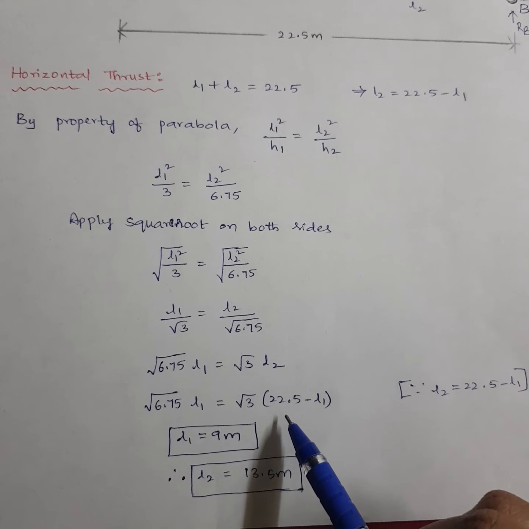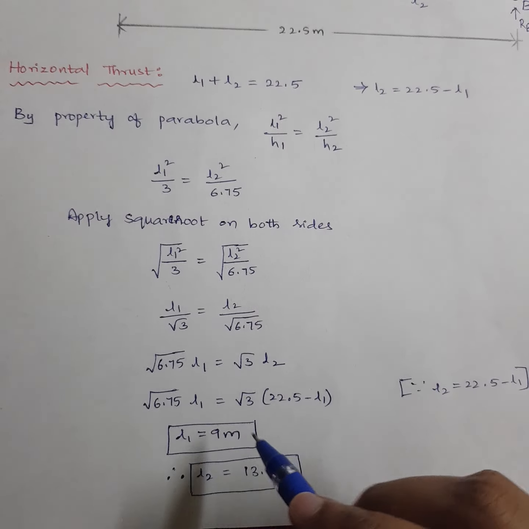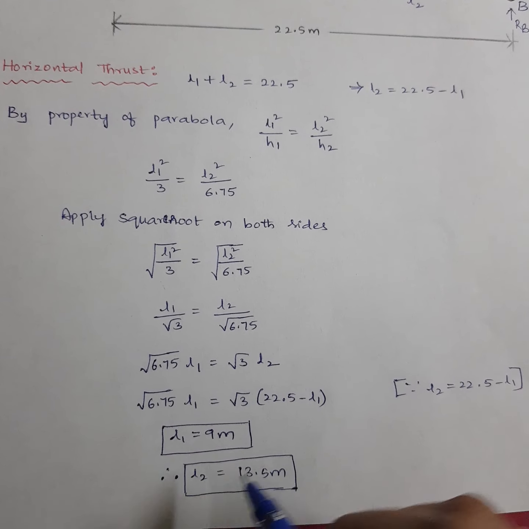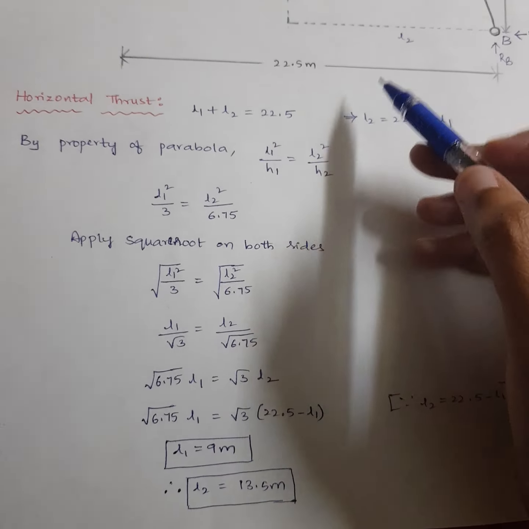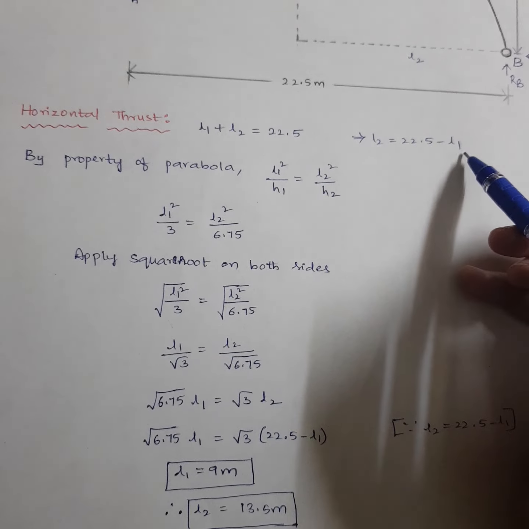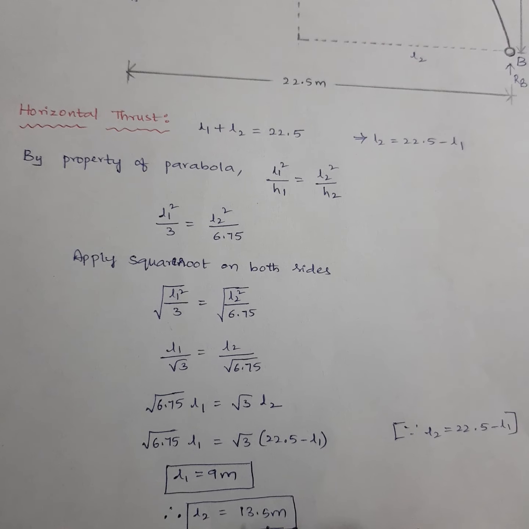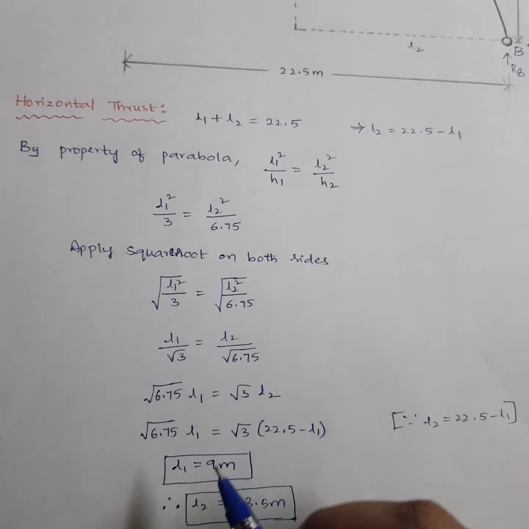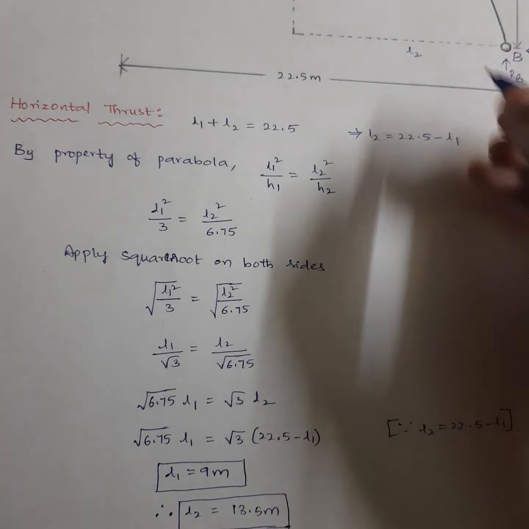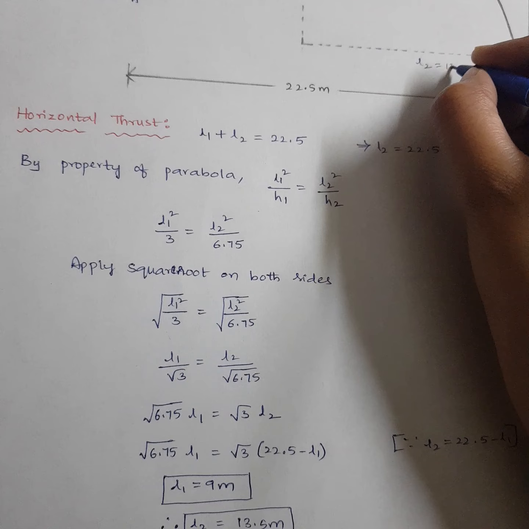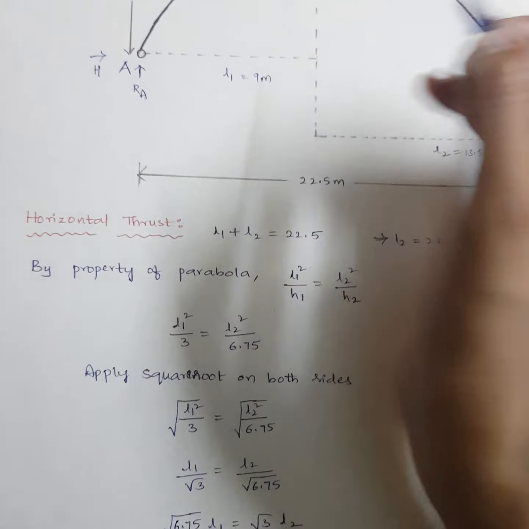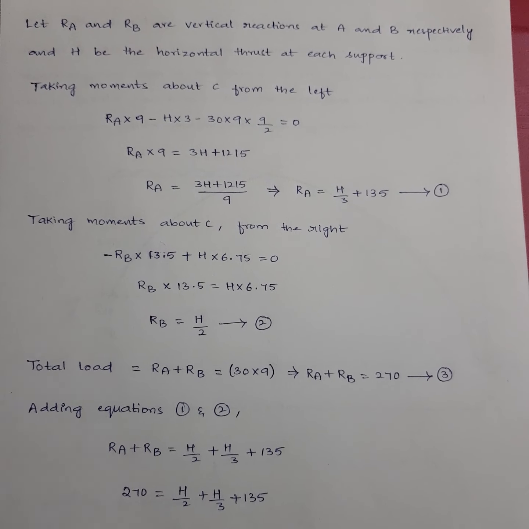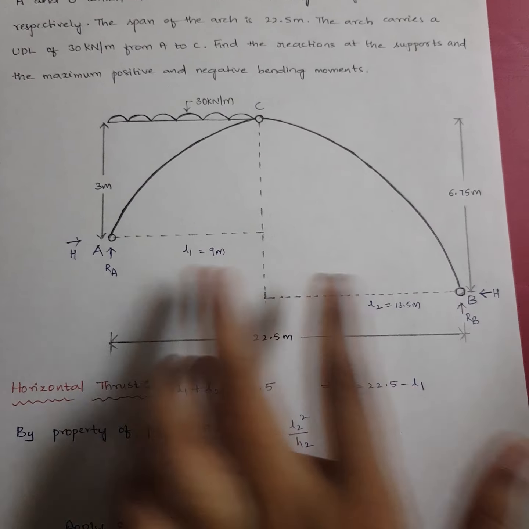In the place of L2 substitute 22.5 minus L1. So from here there will be only one unknown, L1. Hence L1, after solving, we will get 9 meters. Once you know the value of L1, you substitute back in L2. It is 22.5 minus 9, so L2 is 13.5 meters. So finally I got the values of L1 and L2: L1 came out to be 9 meters and L2 came out to be 13.5 meters. Once we know the values of L1 and L2, let's calculate the values of the reactions RA and RB and also the H value.